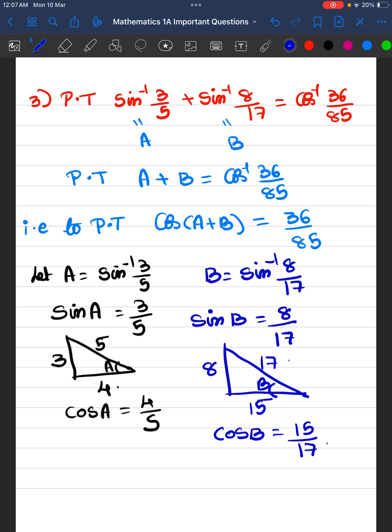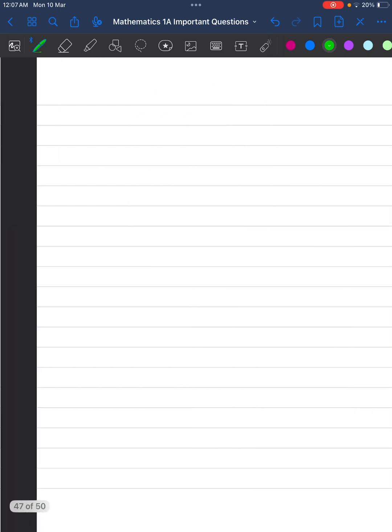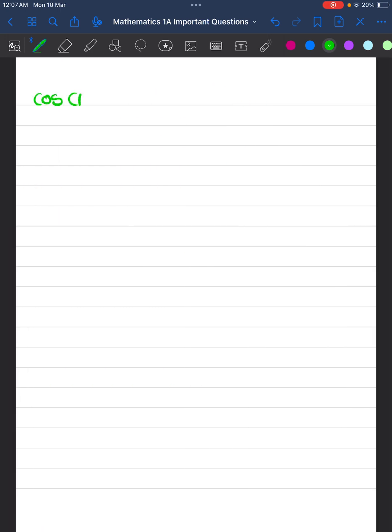So now we got the values of sin A, cos A, and along with that, the values of sin B and cos B also. Now we are considering cos A plus B and trying to solve the problem. What is the cos A plus B formula? That is nothing but cos A cos B minus sin A sin B.